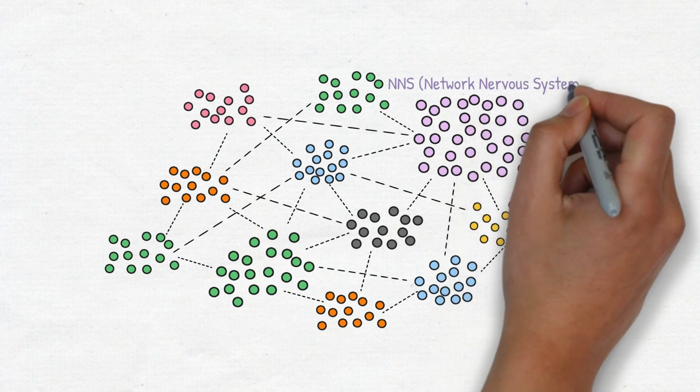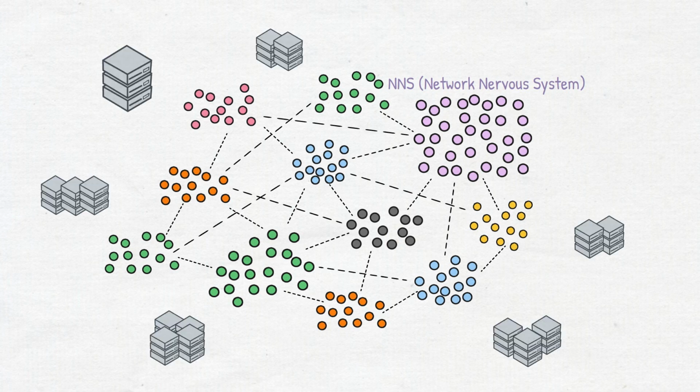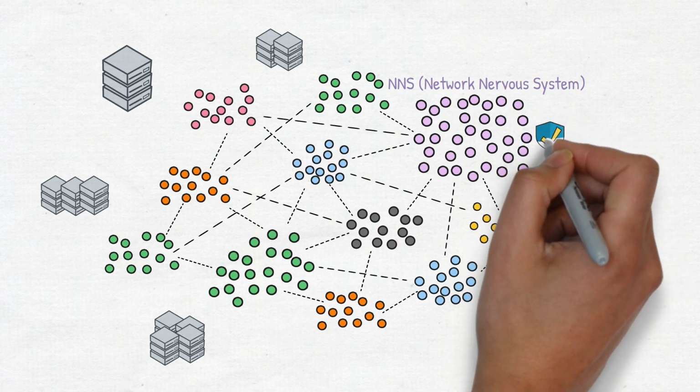NNS is a special subnet, and like other subnets, it is composed of several nodes. NNS can manage other subnets. However, NNS subnets have more nodes, so their security is naturally higher than other subnets.